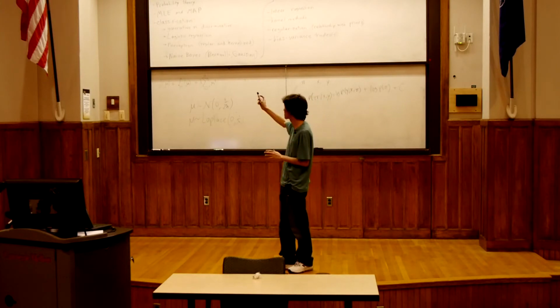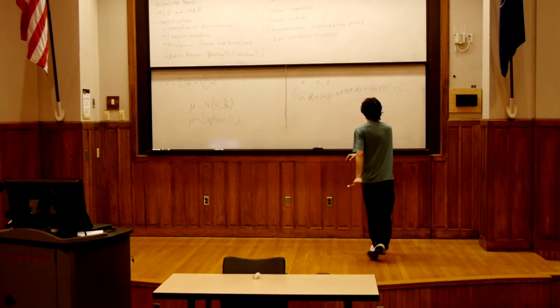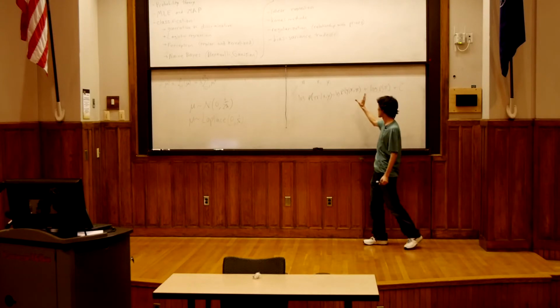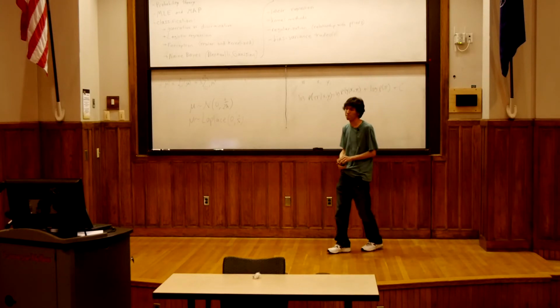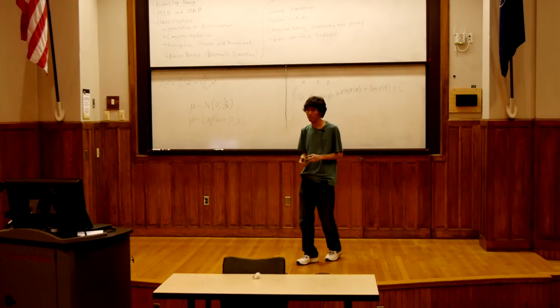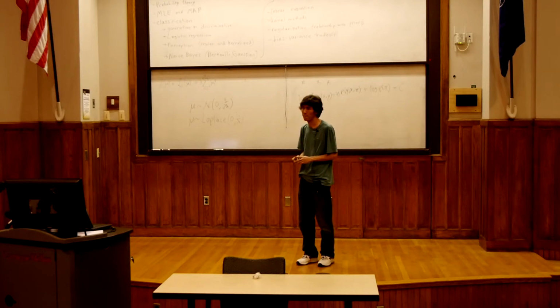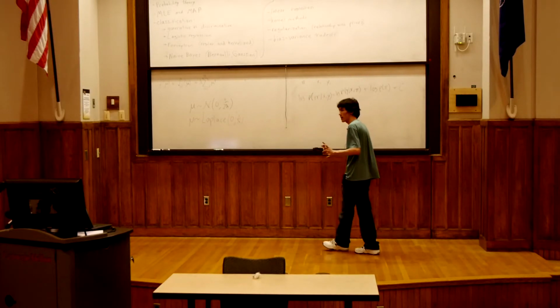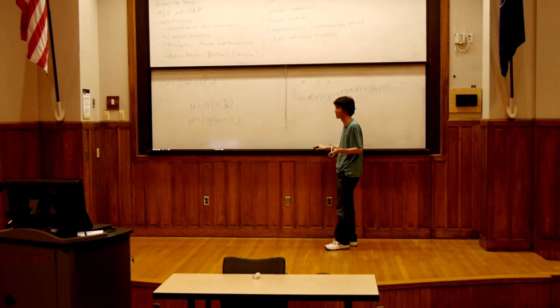And so MLE is basically the same thing, except we don't have a prior. We just maximize only the likelihood. That make sense? I still don't see the difference between MLE and MAP. Okay, so let's just consider a specific model, actually.